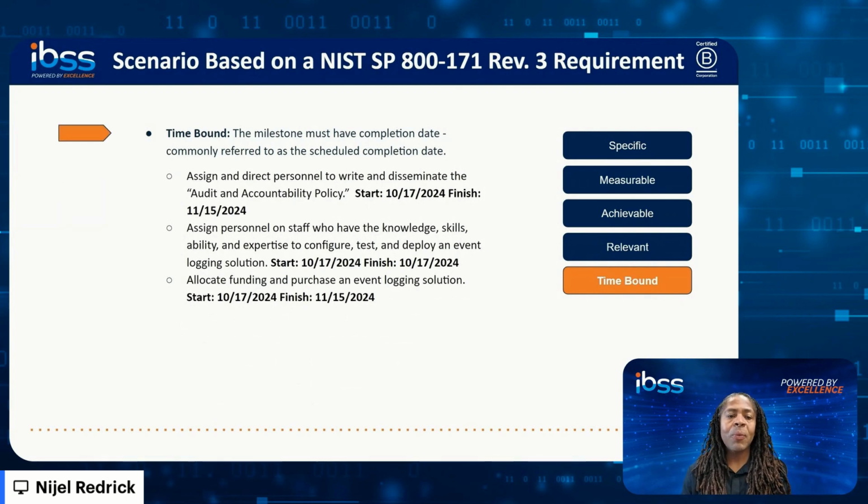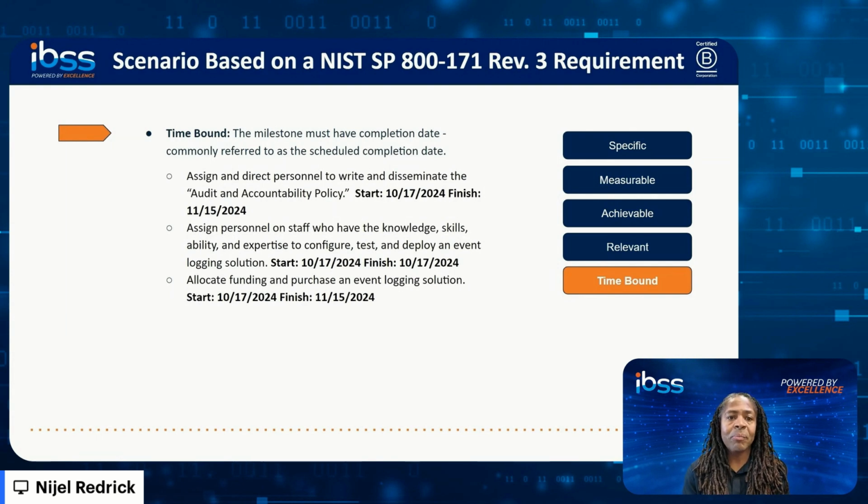Time bound. We want to make sure that each of our milestones have a start date and a finish date. That makes it time bound. So we're going to start writing our audit and accountability policy on October 17th, 2024, and we will start disseminating it on November 15th, 2024. Now, what does that time allow? That time allows for the drafting of the policy, the review of the policy, and publishing it.